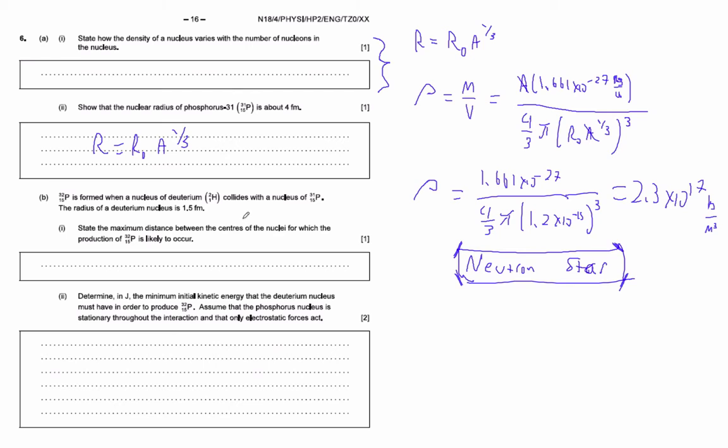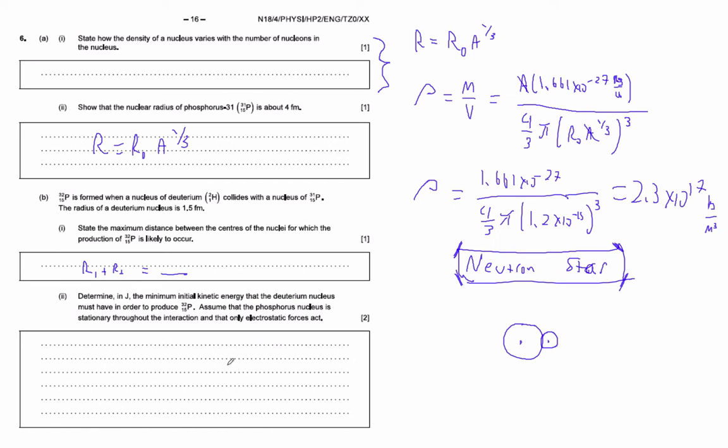The radius of a deuterium nucleus is 1.5 femtometers, right? State the maximum distance between the centers for the production which is likely to occur. Well, big and small, right? They've got to touch. Okay, so what's the radius of the small one plus the radius of the big one, right? Radius 1 plus radius 2, right? You'll get something a little more than 5 femtometers. I got like 5.27 times 10 to the minus 15th, right?